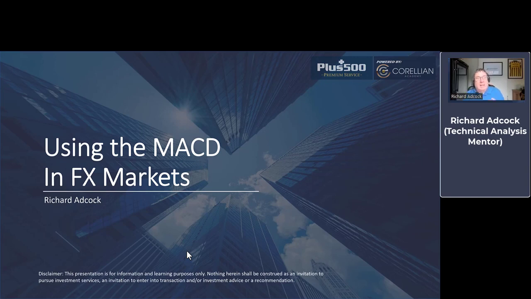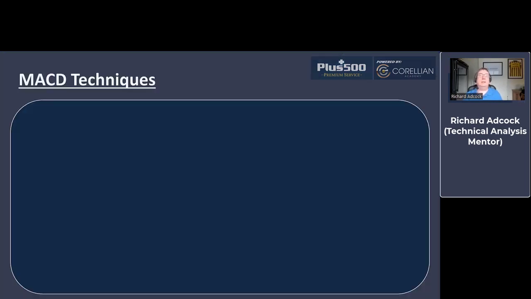So the MACD basically is a trending indicator, and it's great at highlighting where the directional trends are beginning to materialize and how aggressive those trends are likely to be. Now, the MACD is the moving average convergence divergence indicator, which is a bit of a convoluted way of saying that it measures the gap between two moving averages.